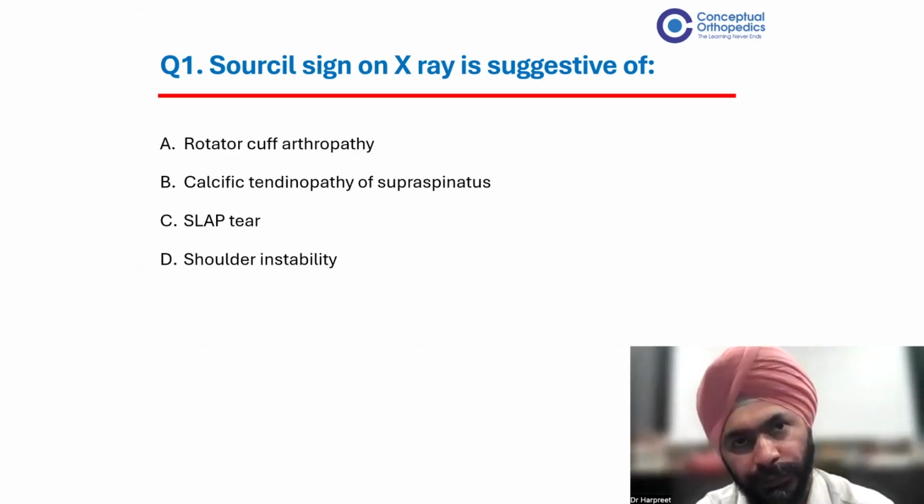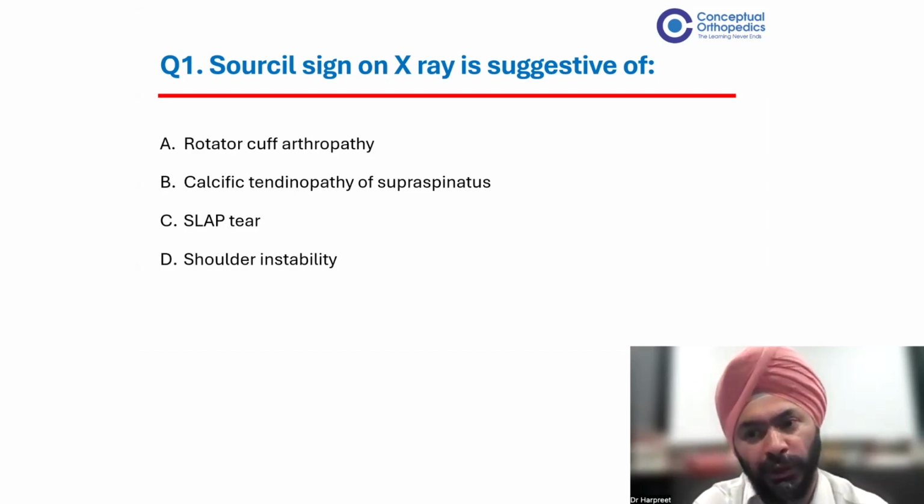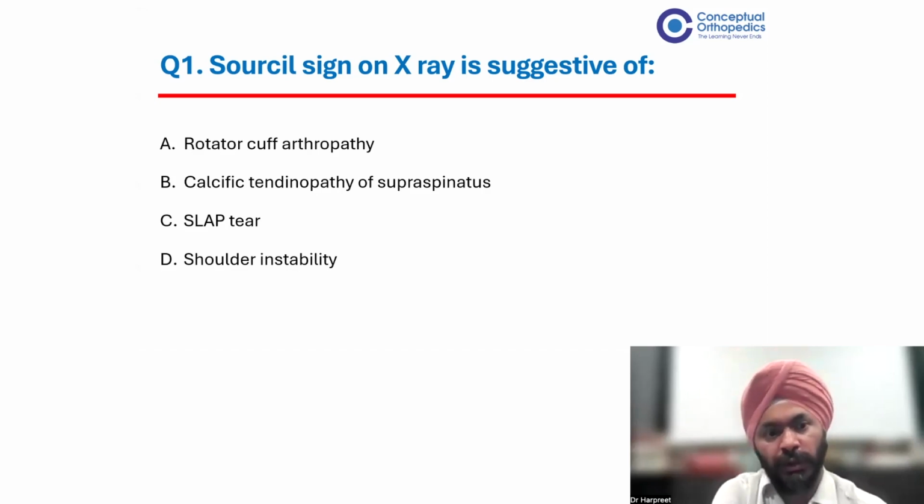Rotator cuff arthropathy is a broad term which incorporates impingement syndrome and later stages of cuff tears, which later on lead to rotator cuff arthropathy. If we go to Neer's stages of impingement syndrome, stage 1 and 2 are described as impingement, and stage 3 as cuff tears. The progression of that would lead to a cuff tear arthropathy. So a better answer from these for Sourcil sign would be rotator cuff arthropathy.